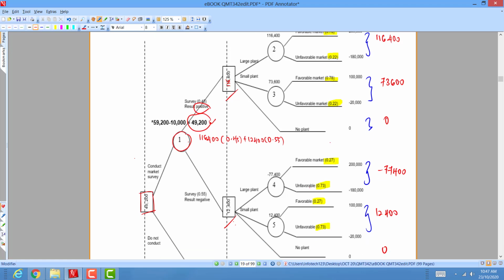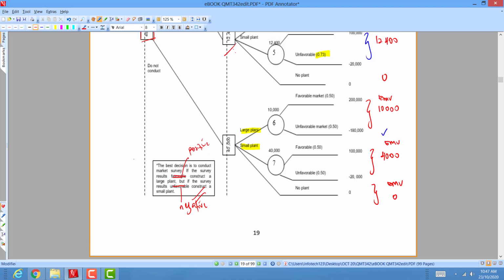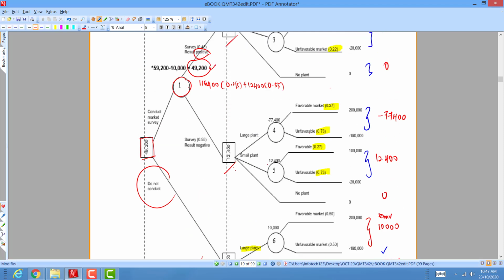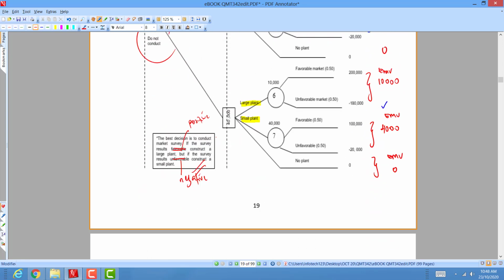There are two scenarios. But let's say in the next case, if the researcher does not conduct the survey, the decision is just to not conduct and proceed with whichever is largest. If you look here, proceed with the small plant. But since we chose to conduct the market survey, there are further options, so you have to explain those options.